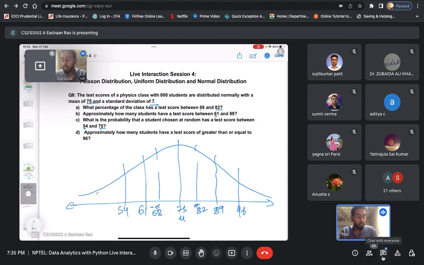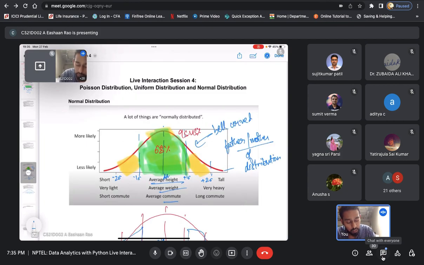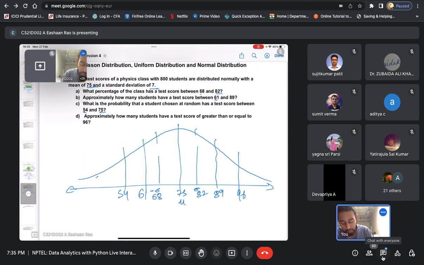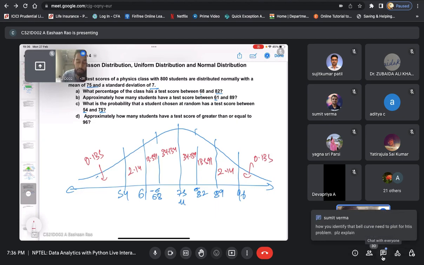Now, based on the values that we earlier formed, like the 34.134% of population, I'm just writing it out again here to solve our question. So let me write it in a different way. This part will constitute 34.134%, 34.134%. This constitutes 13.591%, 13.591%. This constitutes 2.14, and then it will constitute 0.135. Okay, so now the first question is.